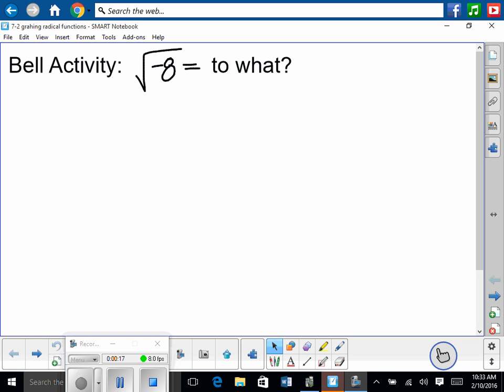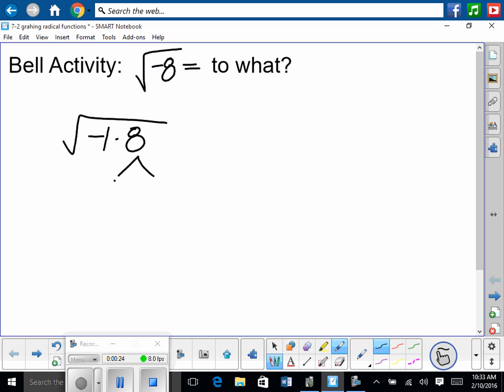So remember, the square root of negative 8, isn't that the same thing as the square root of negative 1 times 8, everybody? Yes. Now we break down 8. 4 times 2, 4 breaks down into 2 and 2. Now we're pulling out groups of 2.